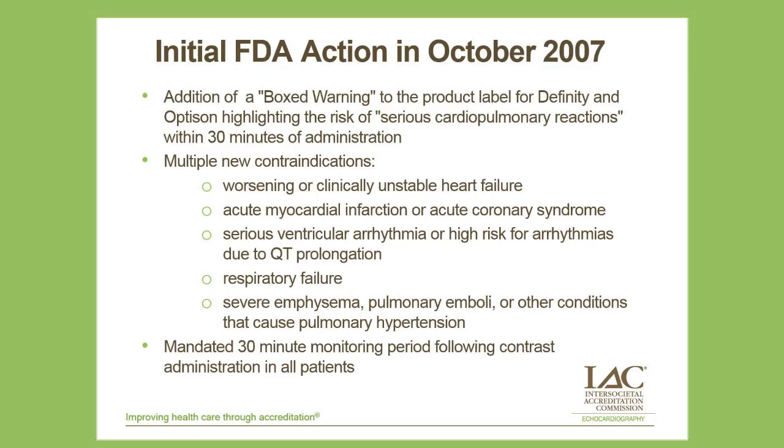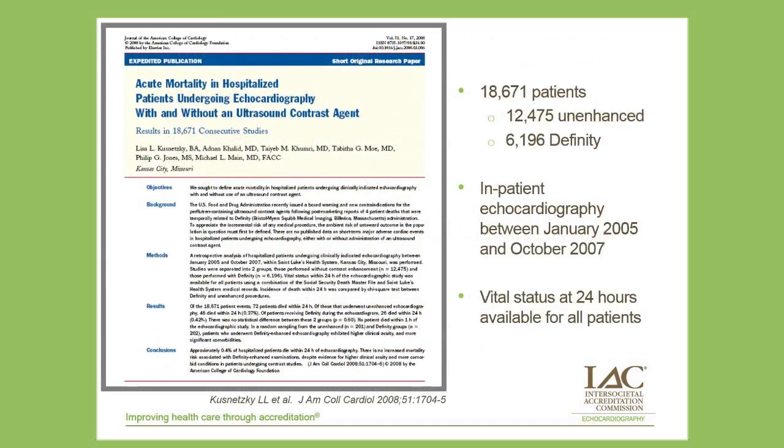As I mentioned, they added a boxed warning or black box warning to the product label for Definity and Optison, the two agents available in the U.S. at the time, highlighting the risk of serious cardiopulmonary reactions within 30 minutes of administration. They also added multiple new disease state contraindications. These included patients with worsening or clinically unstable heart failure, patients with acute myocardial infarction, patients with serious ventricular arrhythmias or those at high risk due to QT prolongation, patients with respiratory failure, and also patients with severe lung disease, pulmonary emboli, or other conditions that might predispose to pulmonary hypertension. They also at that time mandated a 30-minute monitoring period following contrast administration in all patients, including ambulatory outpatients.